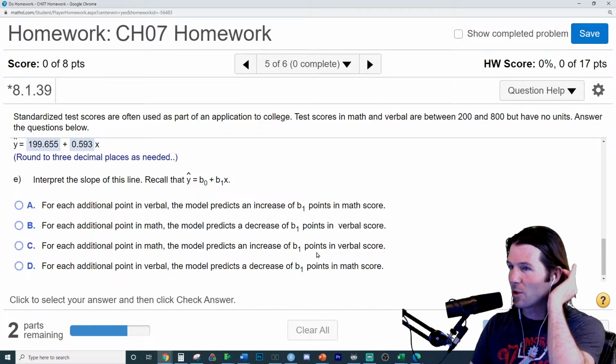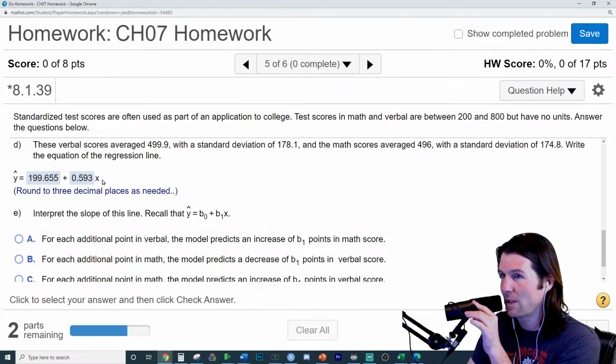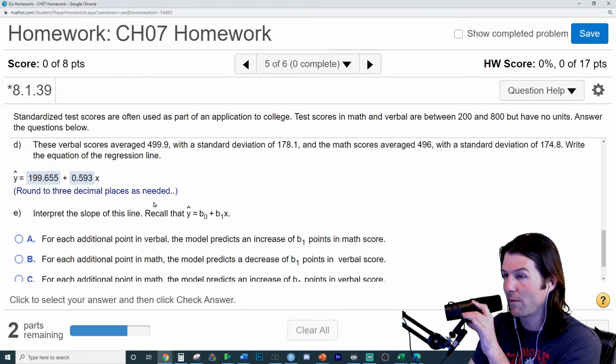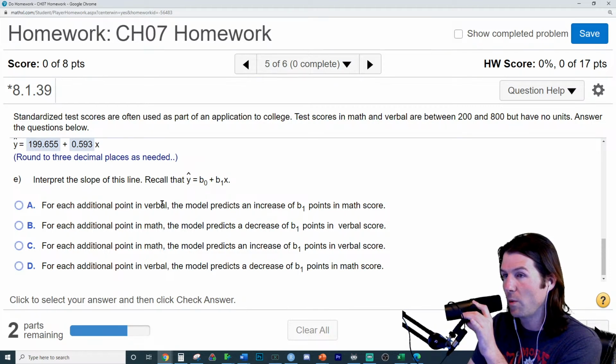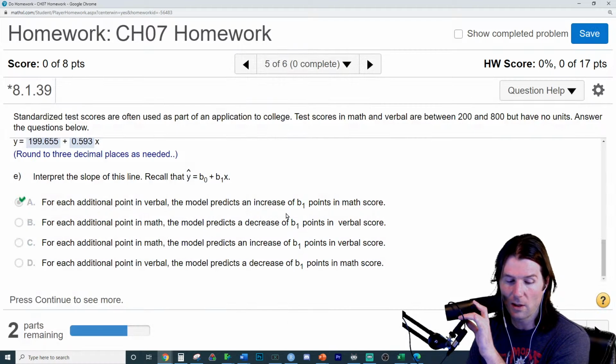I wish that they gave you the full interpretation. The interpretation of the slope would be for each 1 unit increase in somebody's verbal score, we'd expect their mathematics score to increase by 0.539. So for each 1 point increase in their verbal score, we're going to see an increase. The other one says decrease. So the increase one is right because there's a positive slope.